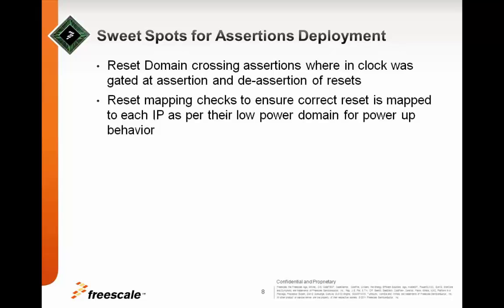Another common area where we deployed assertions was the reset crossing check, to ensure that a correct reset is mapped for each output as per their low power domain for correct power up behavior. For instance, consider a low power peripheral which is lying in the low power PD1 domain and its reset is incorrectly mapped to the always on domain. Now, upon the low power mode exit, since this low power peripheral is not reset, the power up behavior for this peripheral is affected.